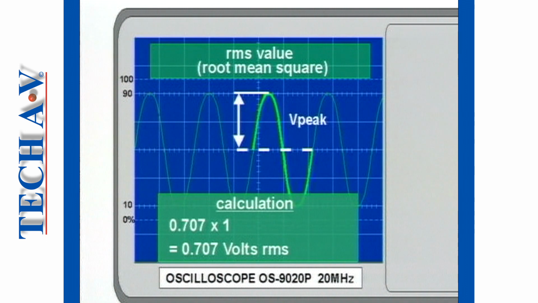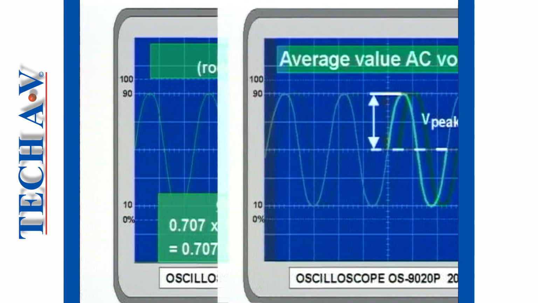The calculation is 0.707 times 1, which equals 0.707 volts RMS. Note that the RMS value of the AC voltage is equivalent to a DC voltage which will produce the same heating effect.